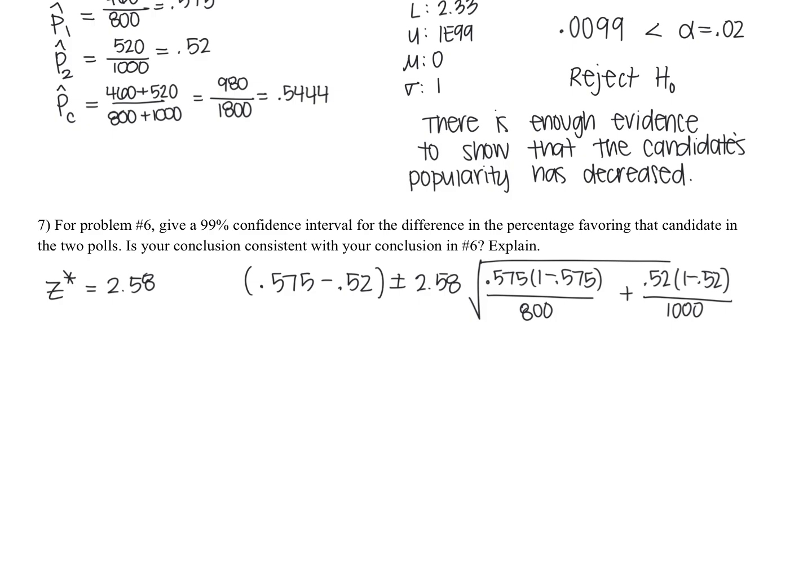So then in the calculator, when I do 0.575 minus 0.52, we get 0.055 plus or minus 0.0608. So it is okay to get numbers in your confidence interval that are negative. It just means there's a chance that the second proportion actually ends up being bigger than the first one.